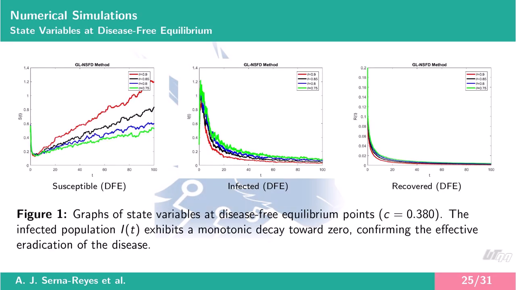Here we present the numerical behavior near the disease-free equilibrium, with C equal to 0.3 and R0 less than 1. The infected population decays to 0, consistent with the analytical stability results, while the susceptible population settles, and the recovered compartment vanishes. Notice also that smaller values of theta produce slower convergence, reflecting stronger memory effects.